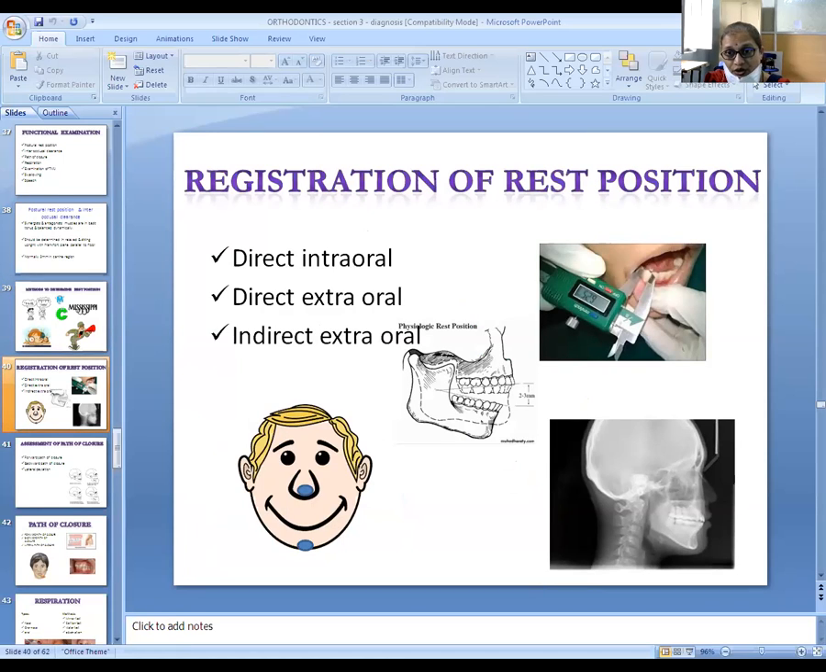Then registration of the rest position, the occlusal rest position or the interocclusal clearance. Generally, there will be 2 to 3 mm of clearance at the canine and premolar region. There are three methods: direct intraoral, direct extraoral, and indirect extraoral. What is direct intraoral? After the patient is in relaxed position and the mandible is in rest position, you take a vernier caliper or a divider and directly check the interocclusal clearance in the area of molar and premolar.